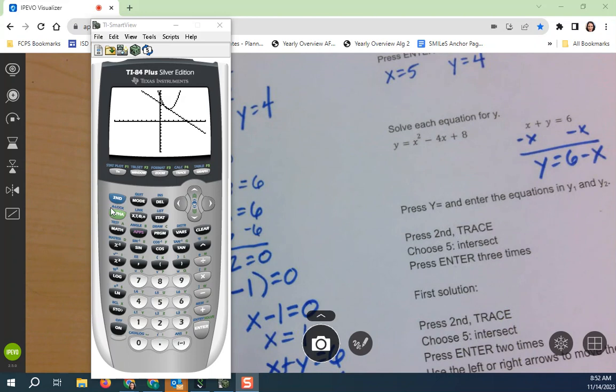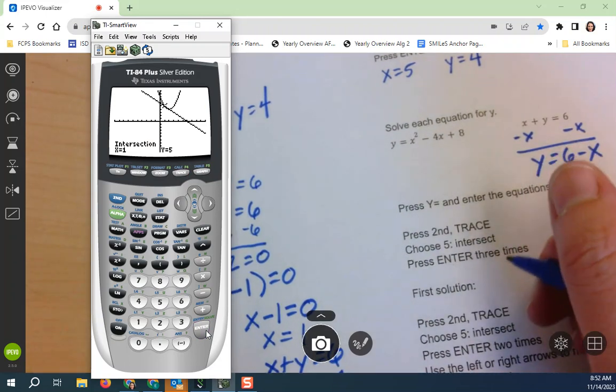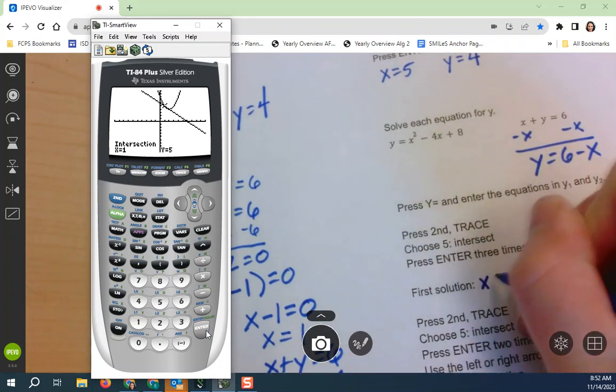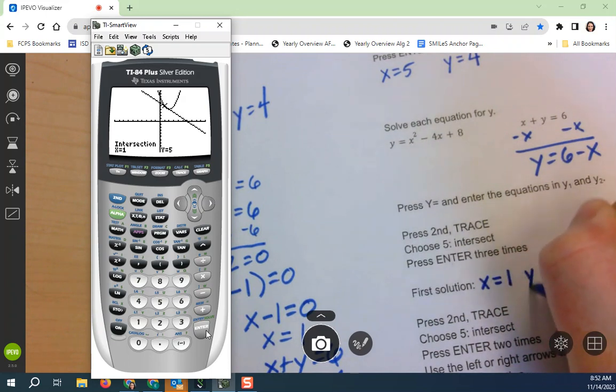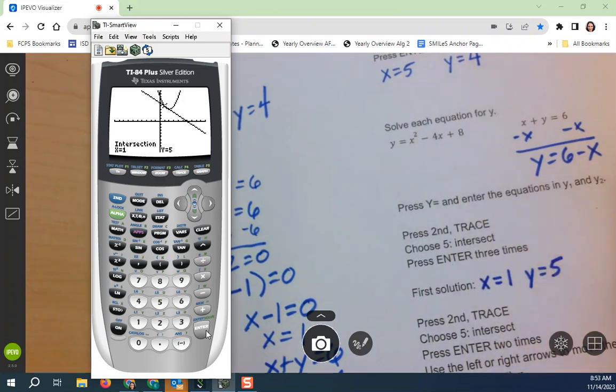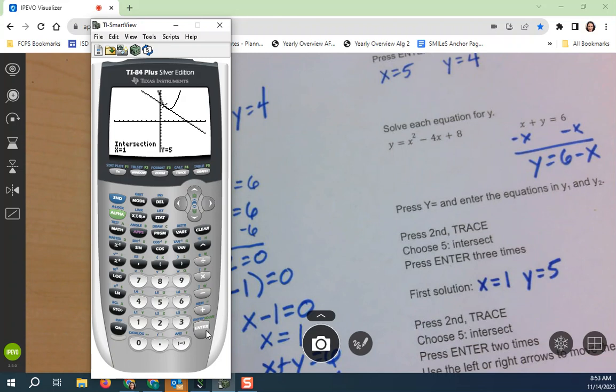I'm going to do the same steps. I'm going to press second and then trace and intersect and enter, enter, enter. And it gives me the answer 1, 5. And so I'm going to write that on my paper. Now, if I do the same steps again to find the second solution, it's going to give me the first solution. Why would it give me something different, right? So I'm going to have to do something different this time.